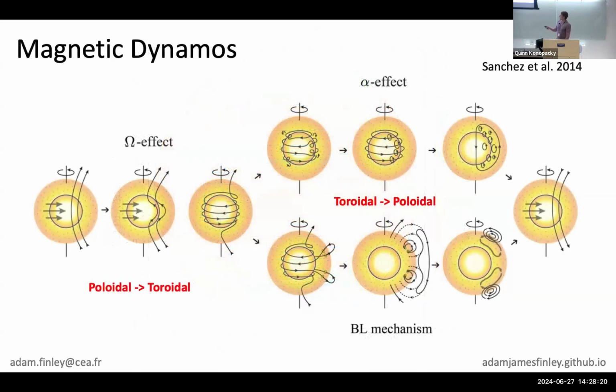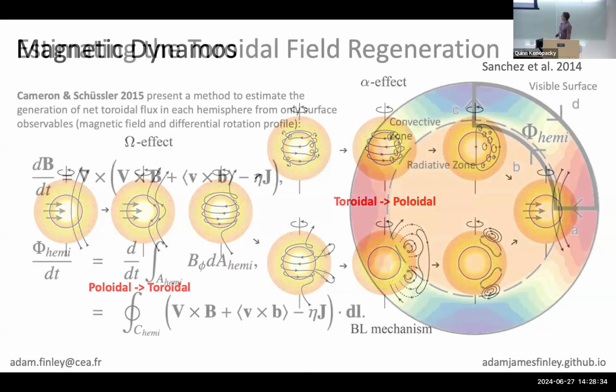And that kind of goes into this picture that we have for the sun's or stellar dynamos in general, where we have the conversion of poloidal field into toroidal field, and then toroidal field back into poloidal field by the emergence of magnetic flux and back.